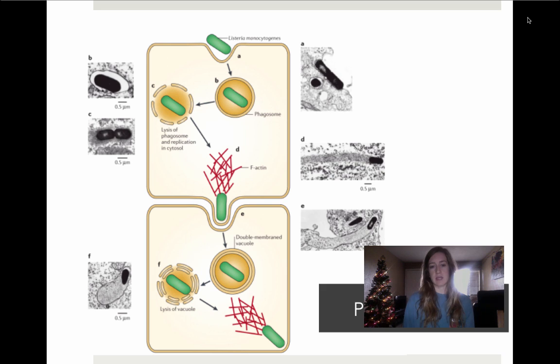So again, we see over here on F the lysis of the vacuole, again by the production of that phospholipase, LLO. And then again, the process repeats. It can enter into the cytoplasm and produce actin and push up against the membrane of the cell, and the process repeats itself. And so we see some scanning electron micrograph pictures of this process.